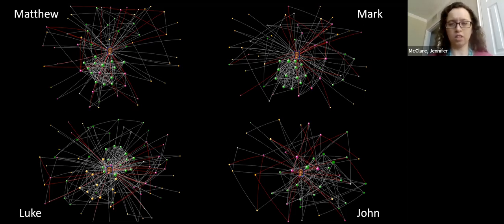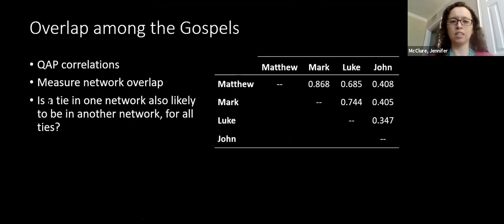So first, I'd like to look at just trying to measure levels of overlap. And I'm going to use something called QAP correlations, it's quadratic assignment procedure. You don't need to worry about the details. But what I do need you to know is that the closer the number is to 1, the more closely the networks match. And if the correlation was 1, then the networks would be identical. The closer the number is to 0, the more likely that a relationship in one network has no bearing on whether that relationship exists in the other network. And so the higher the number is, the more overlap there is between the networks in that pair of Gospels.